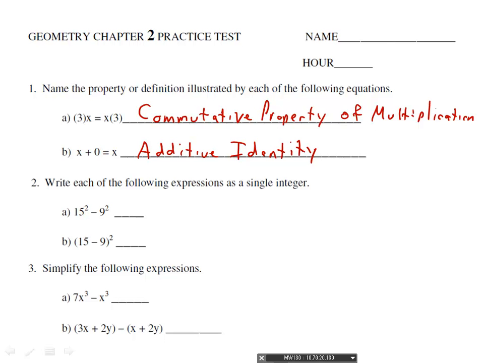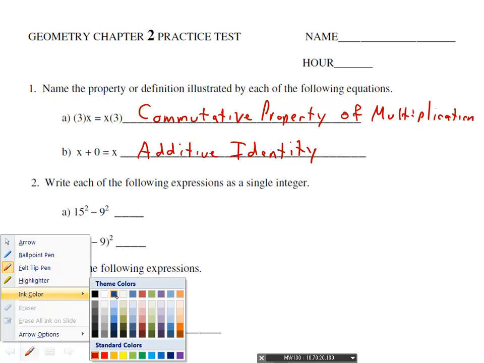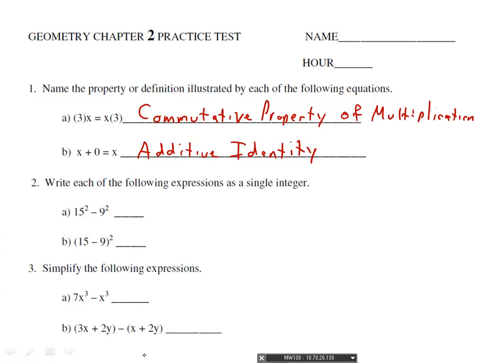15 squared minus 9 squared. Express each of these as a single integer. All right, so you know order of operations, the PEMDAS. You know that you have to do the exponents first. 15 squared is 225. 9 squared is 81. So it's 225 minus 81, which is 144.